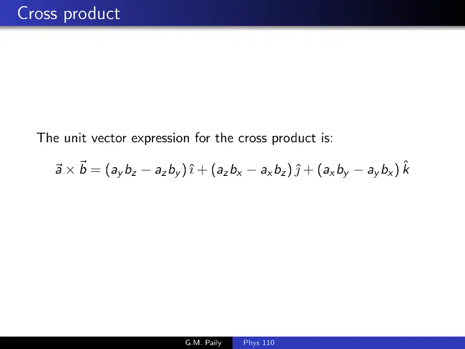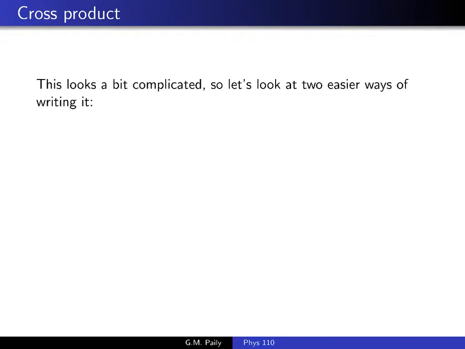If you know the components of the two vectors a and b, then this expression gives you, in component form or unit vector notation, the expression for the cross product of a and b. Now, this looks fairly complicated. So let's look at an easier way of writing that expression, or at least of remembering it.